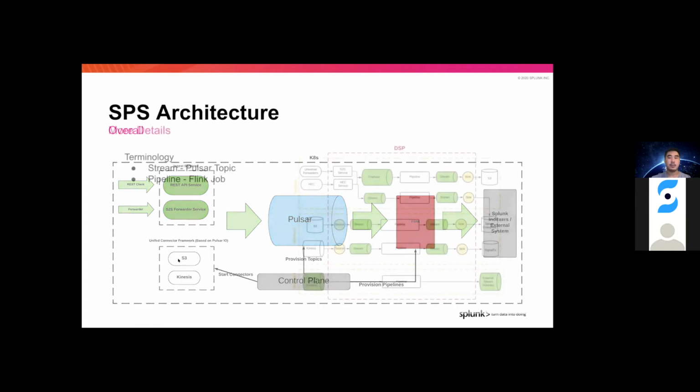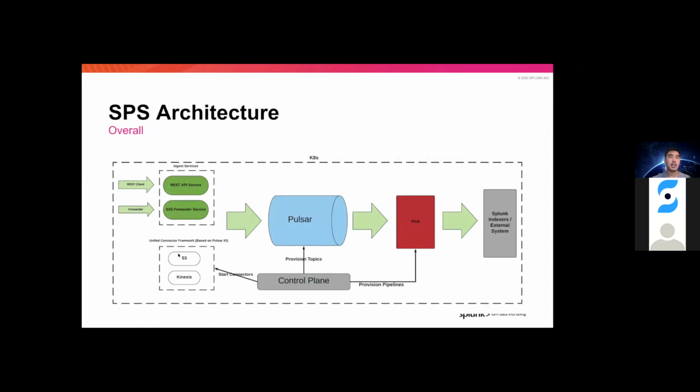The next category of data ingestion is through connectors that we built using the unified connector framework based on Pulsar IO. We have a suite of connectors, which I will talk about a little more in a later slide, that can ingest data, for example, from S3 or Kinesis into Pulsar. Pulsar will then route them to appropriate Flink pipelines for processing, then send them out. So that is another way for users to connect data from external systems and bring that data into SPS.